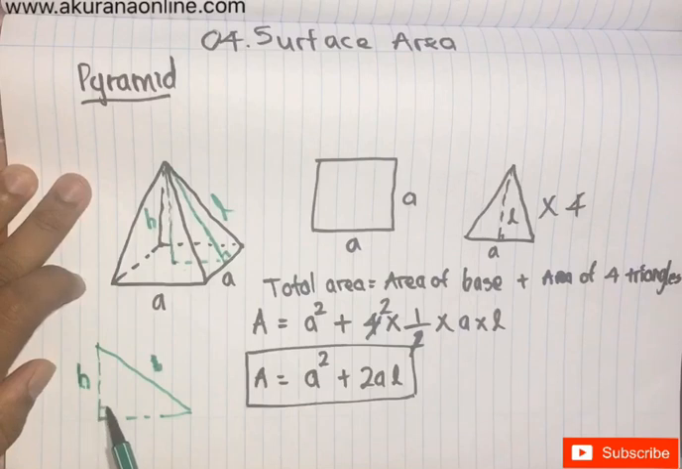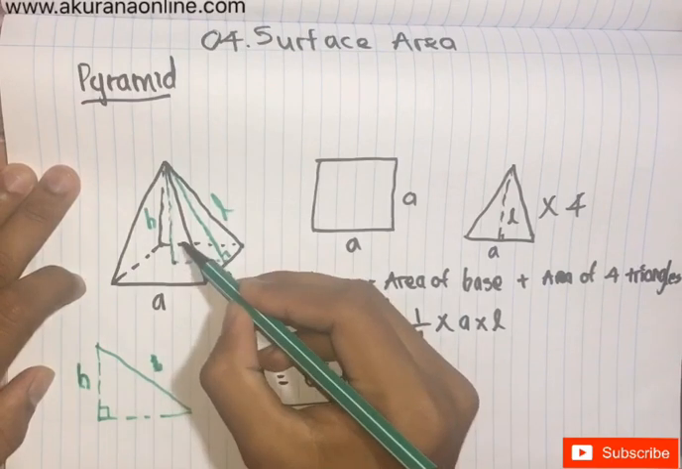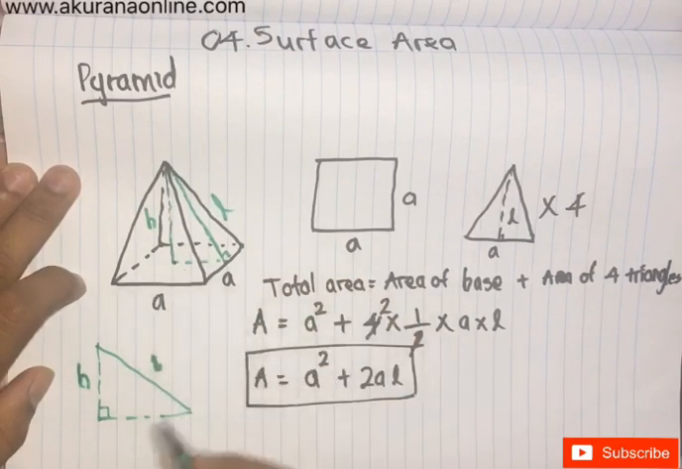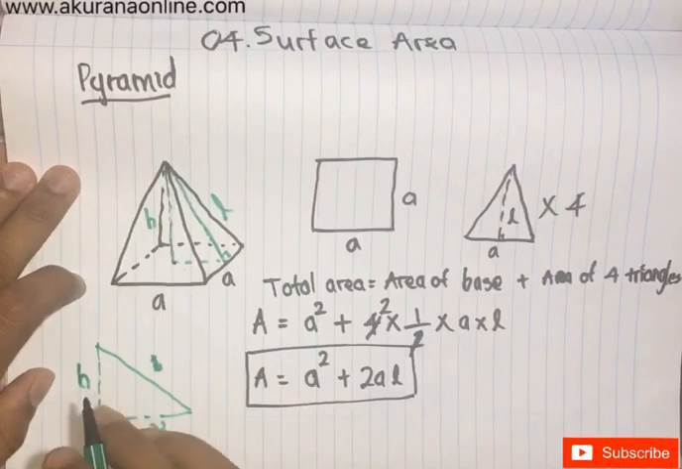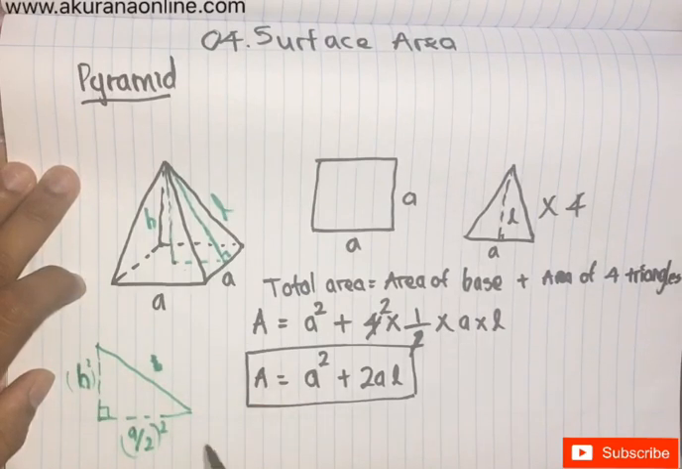This is a triangular perpendicular, so you can use a right angle triangle. Therefore you can use Pythagoras theorem in order to find L. How do you find this length? It is half of this length, that is equal to A over 2. So A over 2 whole thing squared plus H squared will give you L squared.